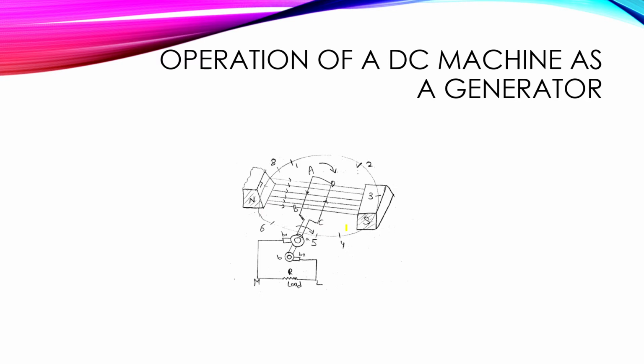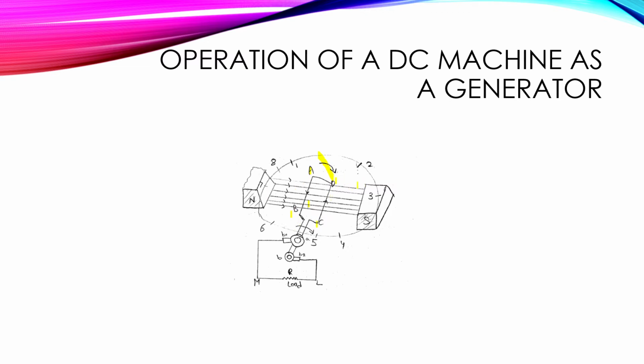A simple machine consists of a coil ABCD which is moving about its own axis in a magnetic field provided by a permanent magnet. When the coil is rotating in the clockwise direction, the flux linking the coil changes continuously and EMF will be induced in the coil.